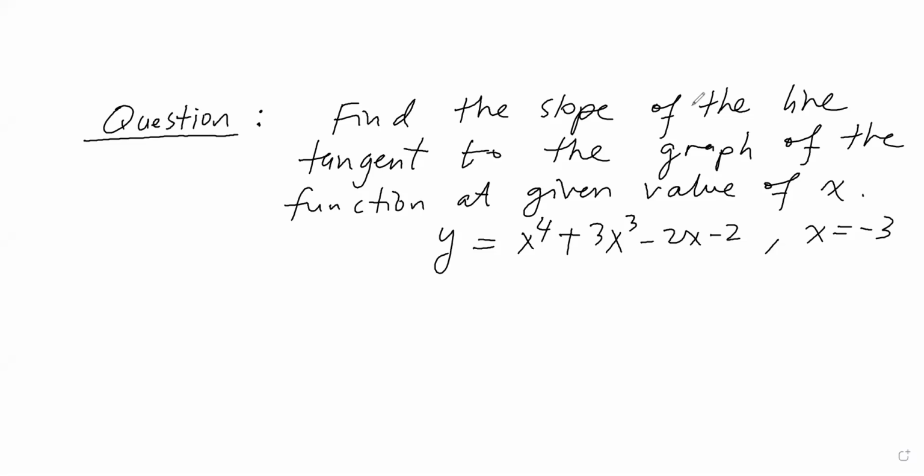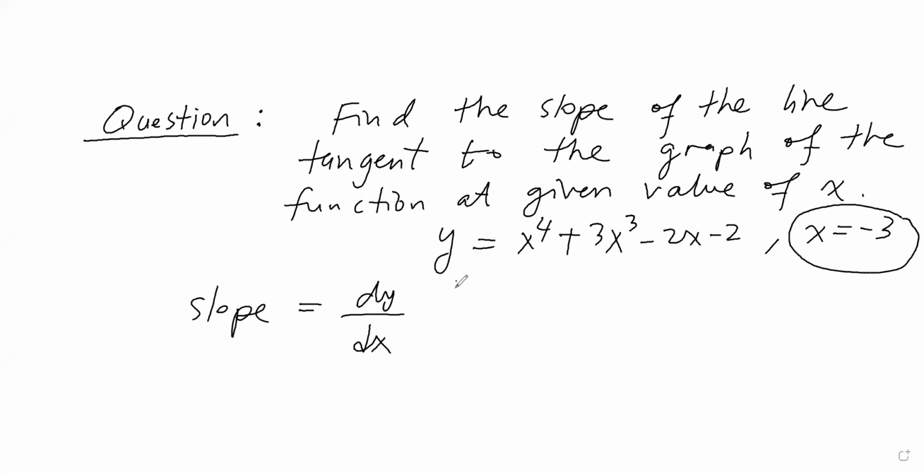Okay, in this question, we're going to find the slope of the tangent line to the graph of the function at the given value x equals -3. So as you know, that slope equals dy over dx evaluated at x equals -3.